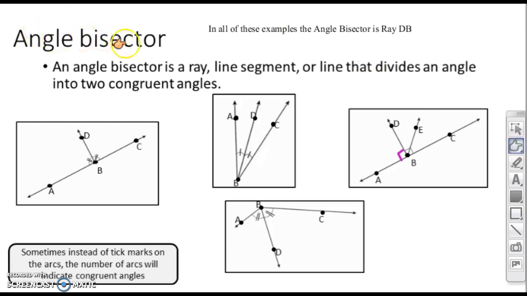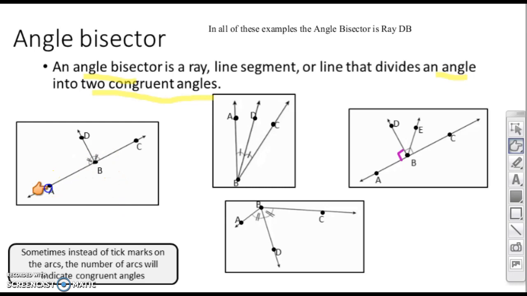And then the last one is our angle bisector. An angle bisector is a ray, line, or segment that divides an angle into two congruent angles. So much like the segment bisector that divides a segment into two congruent segments, the angle bisector divides the angle into two congruent angles. And again, congruent means same measure. Now, in all of these cases, the angle bisector is DB. And in all these cases, the angle bisector is a ray.